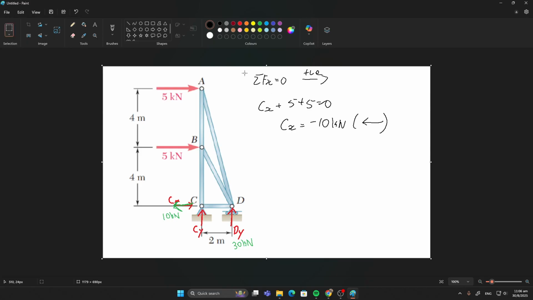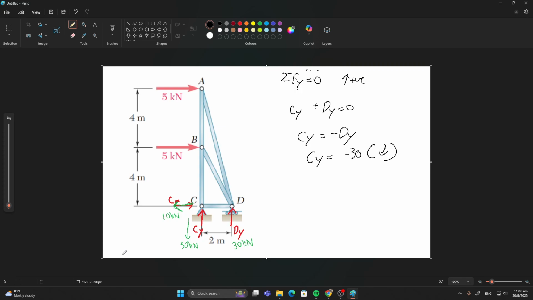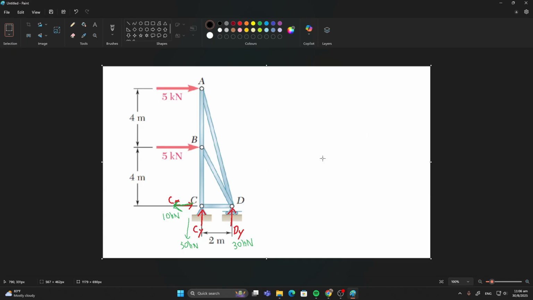So, can I find cy? Technically I can find cy. My cy is basically the opposite of my dy, which is, I don't think I need to do a calculation, 30 kilonewtons, however, going downwards. Okay? I'm just going to explain because I don't want to be like the professor. I'm assuming my cy is going up, right? So cy plus dy equals 0, cy equals negative dy, cy equals negative 30, which is basically the wrong direction, okay?